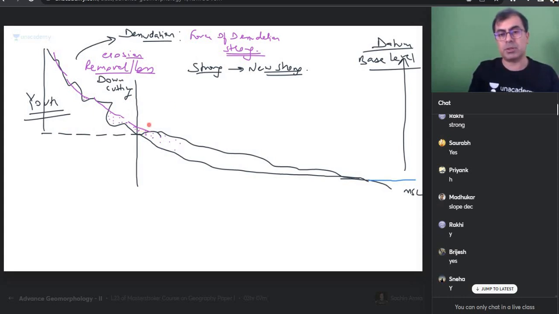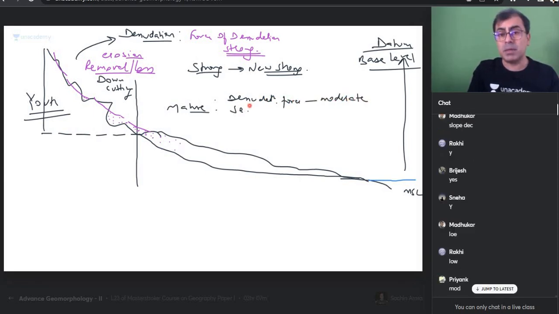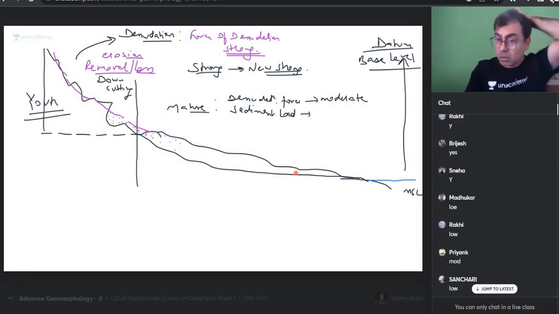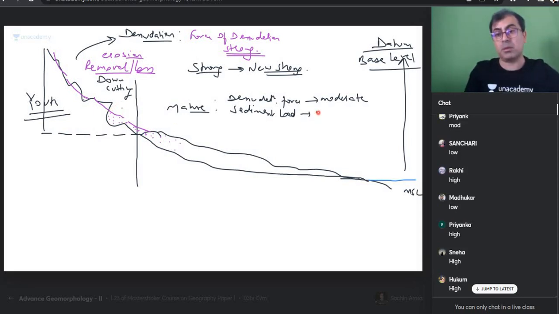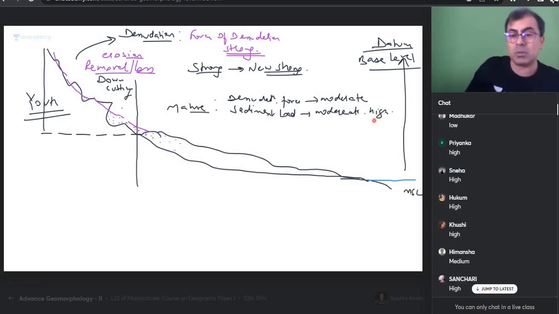Let us come over here. Mature. Denudational force, high or low? Can I say moderate? Sediment load, high or low? Sediment load. There it was low. Previously it was low, in youth, in the mature area. Sir, here also moderate to high. Right now it is moderate, it will depend. Here it is moderate, going down it will become high. Yes or no? So what will happen?